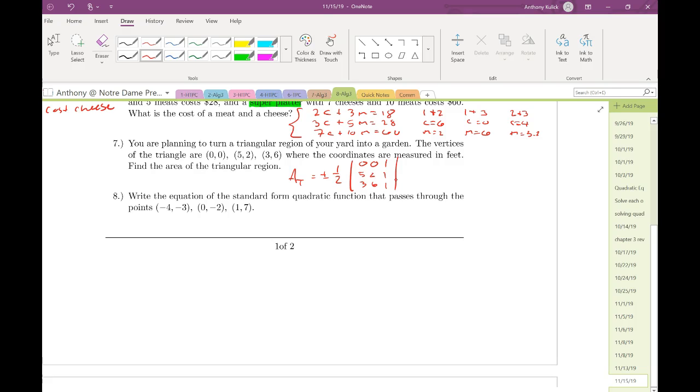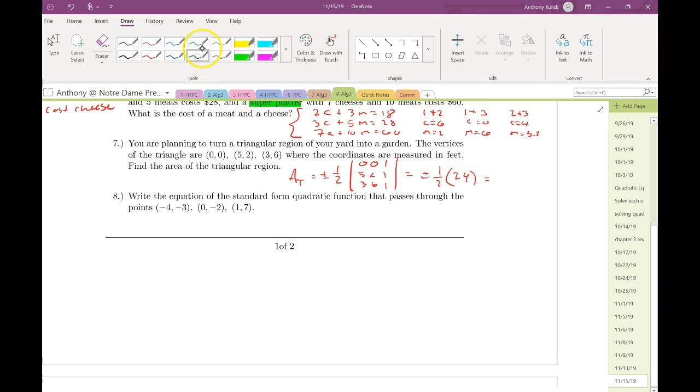So I did 0, 0 as the first point, 5, 2 as the second point, and 3, 6 as the last point. You could have started with 3, 6 or with 5, 2. It doesn't matter the point you start with. The only thing that might change is whether it's positive or negative, but the plus or minus takes care of all that and just makes our answer positive anyways. Then I just take the determinant of that matrix with my calculator. When I do that, I got 24.